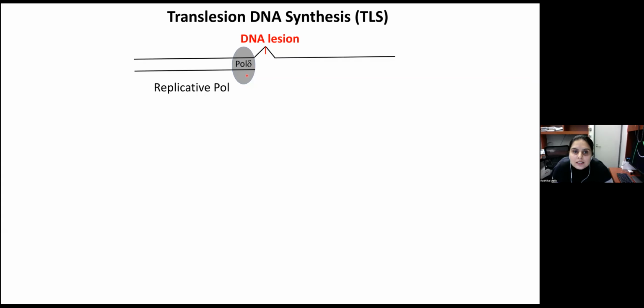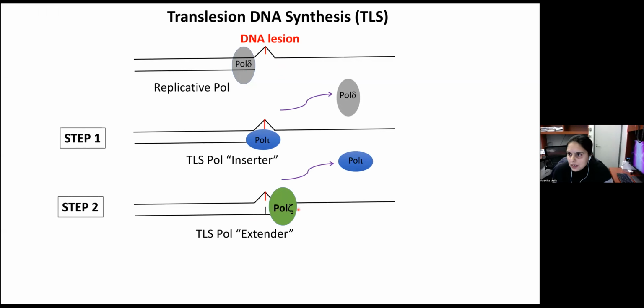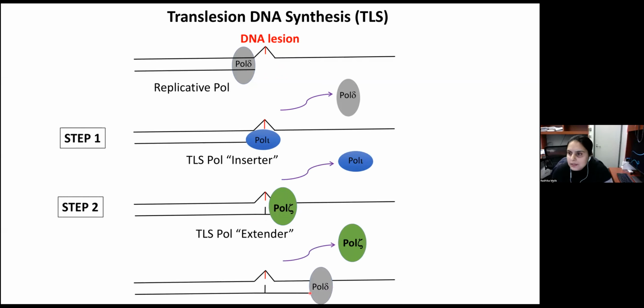So once a high fidelity polymerase gets stalled by a DNA lesion, in the first step, a Y family polymerase would come in and insert a base opposite the lesion. Once a base has been inserted, DNA polymerase Zeta would come in and put in a base opposite the mismatched termini. Once Polζ has done its job, the high fidelity polymerase takes over, and then the normal DNA replication continues.